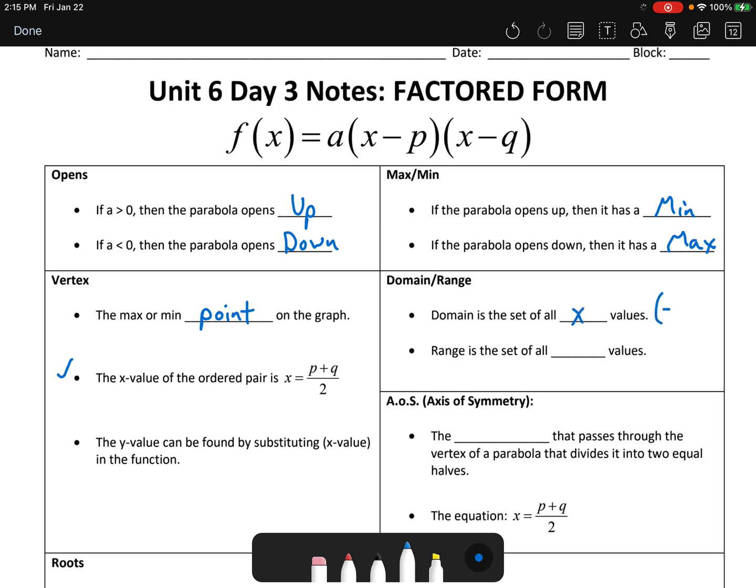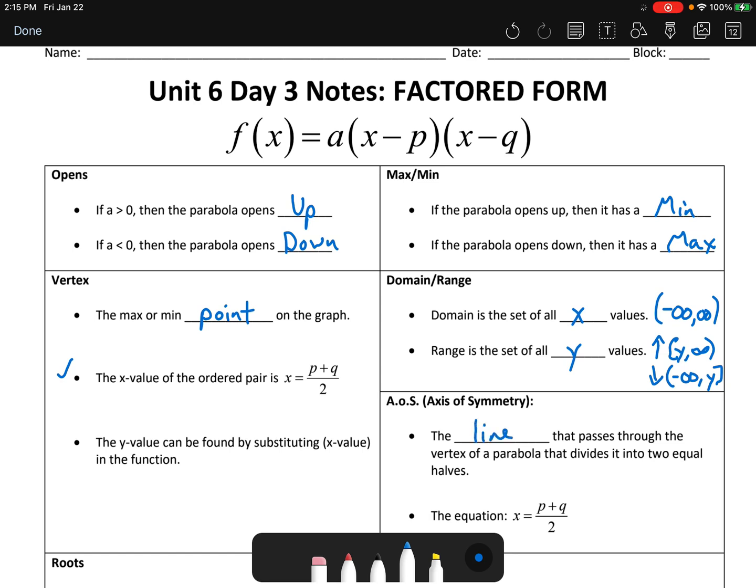The domain, again, is the set of all x's, and it's always negative infinity to infinity. The range is the set of all y values, and again, if it goes up, it's y to infinity, and if it goes down, it's negative infinity to y. Always, always, always, and these are brackets on the y.